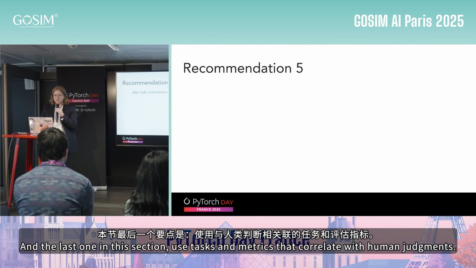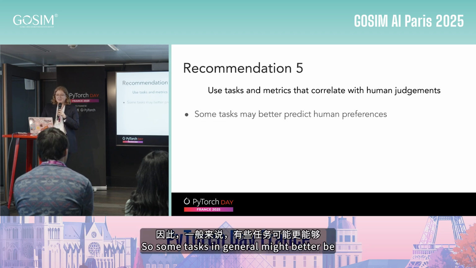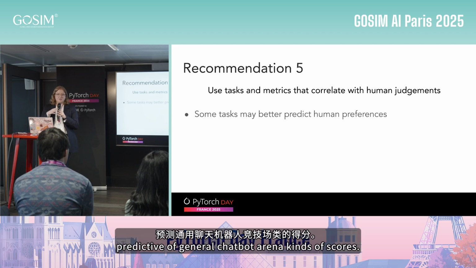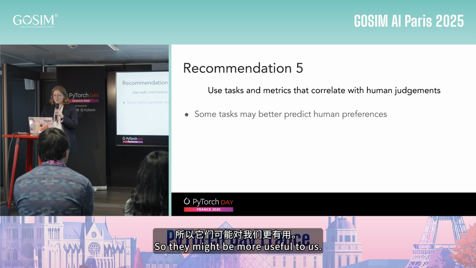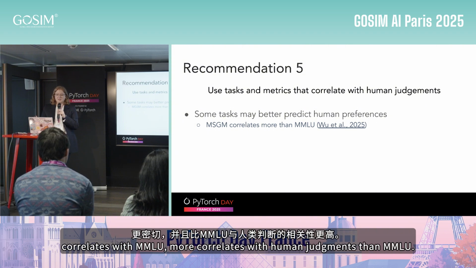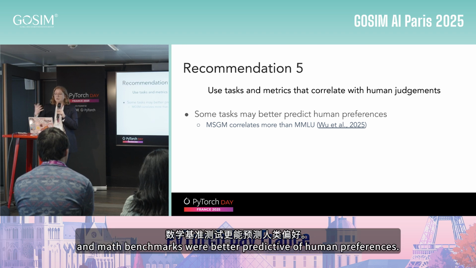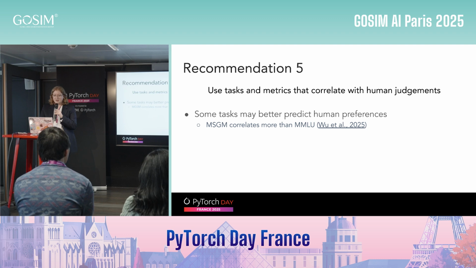And the last one in this section, use tasks and metrics that correlate with human judgments. So some tasks in general might be better predictors of general Chatbot Arena kinds of scores, so they might be more useful to us. So this study found that the multilingual grade school math benchmark correlates more closely with human judgments than MMLU. I think they also found in general that reasoning and math benchmarks were better predictors of human preferences.